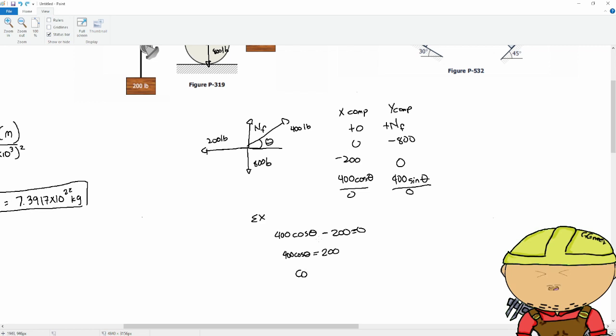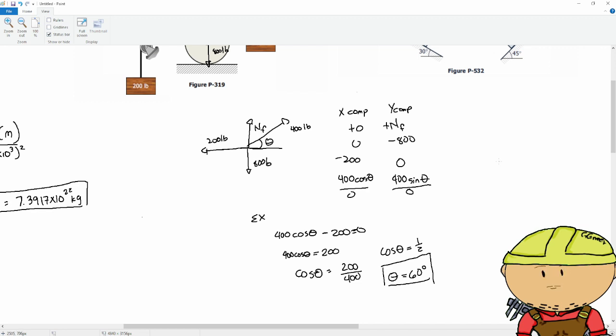That's a pretty small cosine theta. I'm going to make my writing bigger. 200 over 400, 1/2. Cosine theta is 1/2, so theta is 60 degrees. Okay, unit circle identity. When the cosine angle is 1/2, it's 60 degrees. When the sine angle is 1/2, it's 30 degrees.